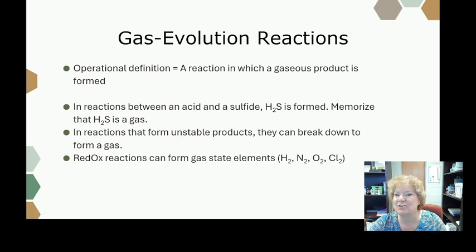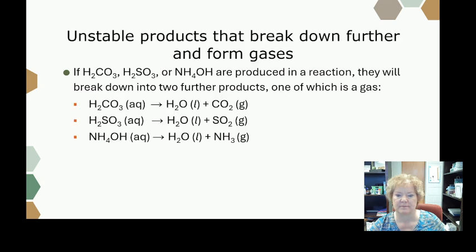Everything else, I would tell you it's a gas state, and that's how you would know that there was a gas made. All right, so these 3 unstable products, if I form this salt, and they all involve either an acid or base, if I form it, then it's not stable. It's going to break down and form water and some gas.